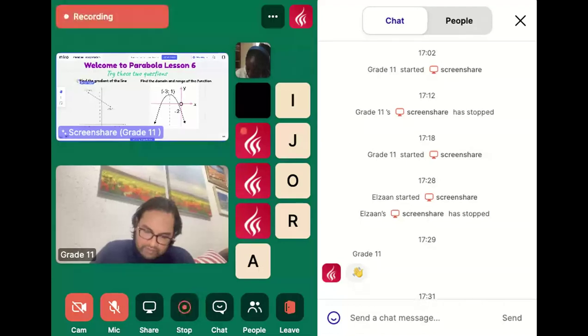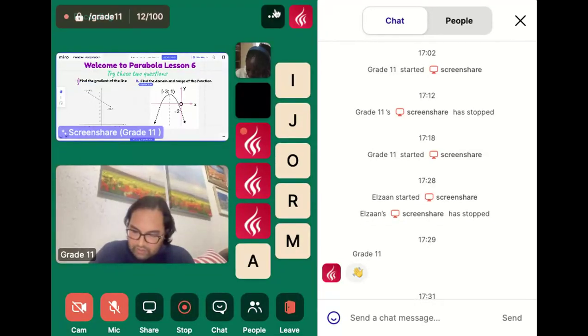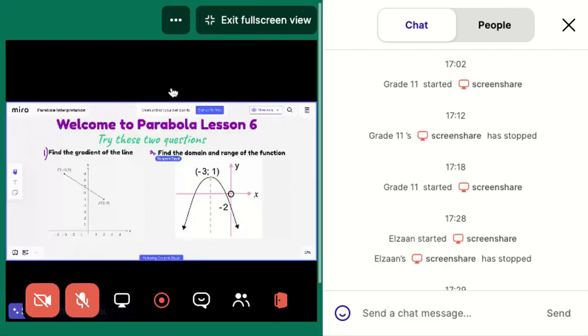We do write our answers. And this one you can call question 2, okay? Find the domain and range. I hope that you all remember what domain and range is.